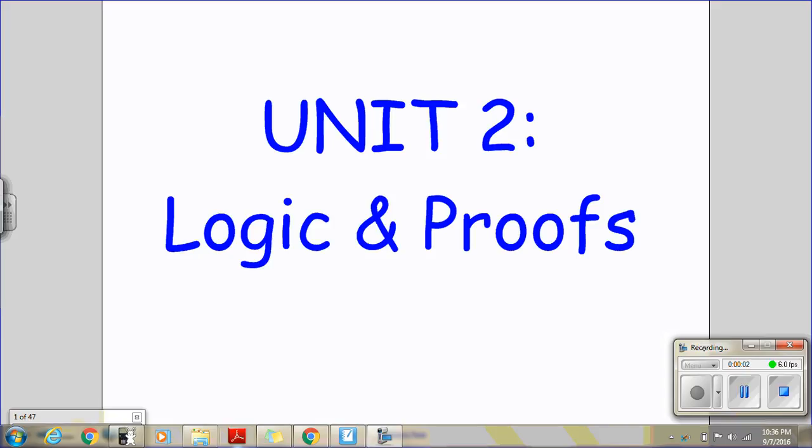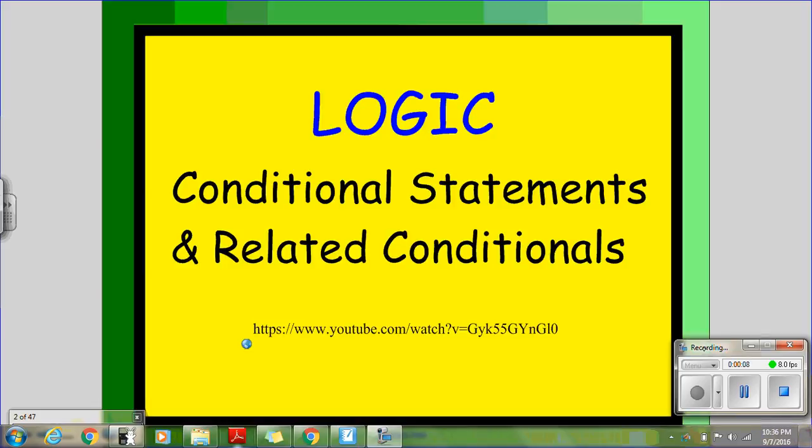Alright, today we're going to start Unit 2. Unit 2 is about logic and proofs. Our first lesson is we're going to talk about conditional statements and related conditionals.